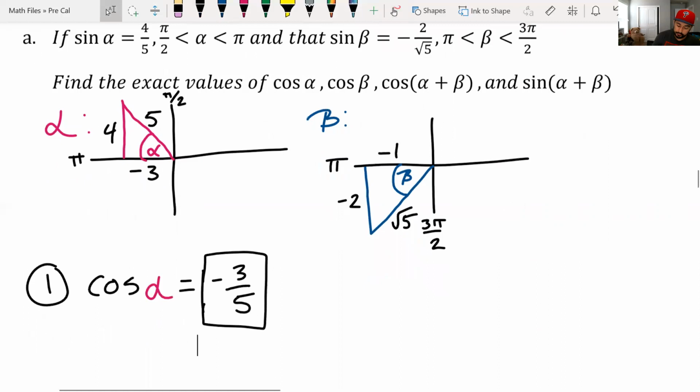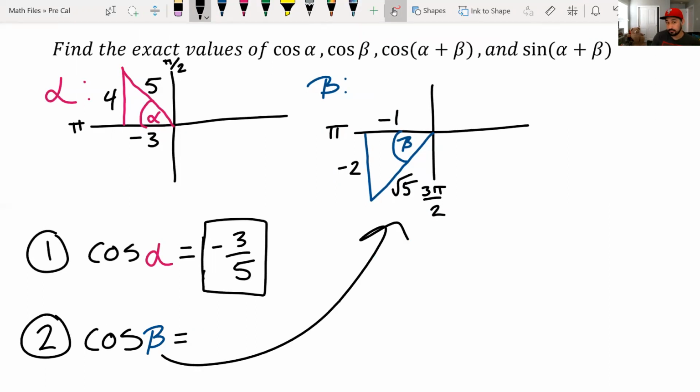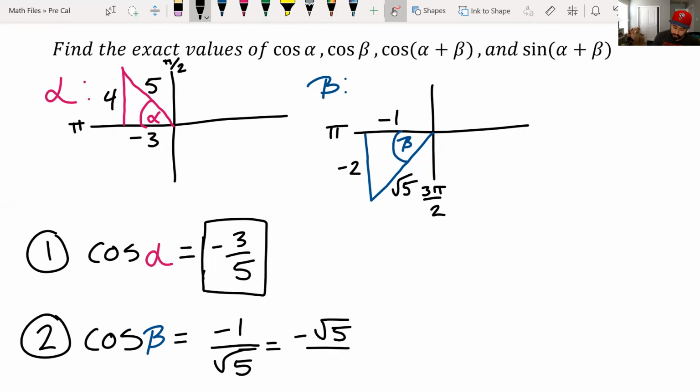Which brings us to 2. We want cosine beta. And beta, we are referencing the second triangle. So cosine beta puts adjacent negative 1 over hypotenuse square root of 5. Go ahead and rationalize that. That becomes negative square root 5 over 5.